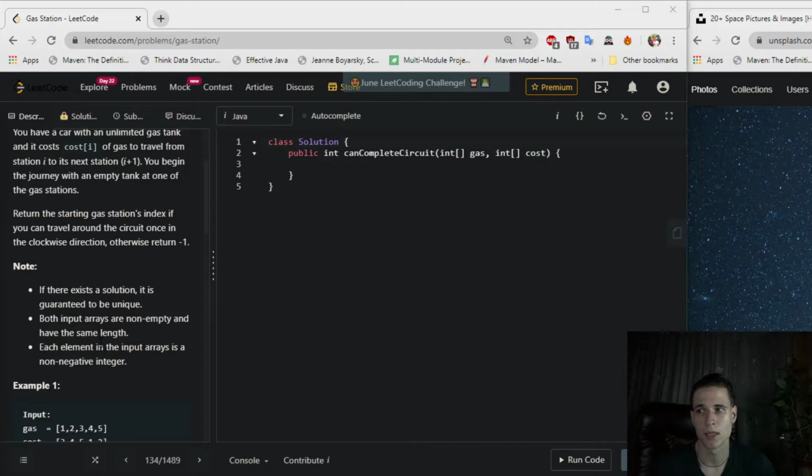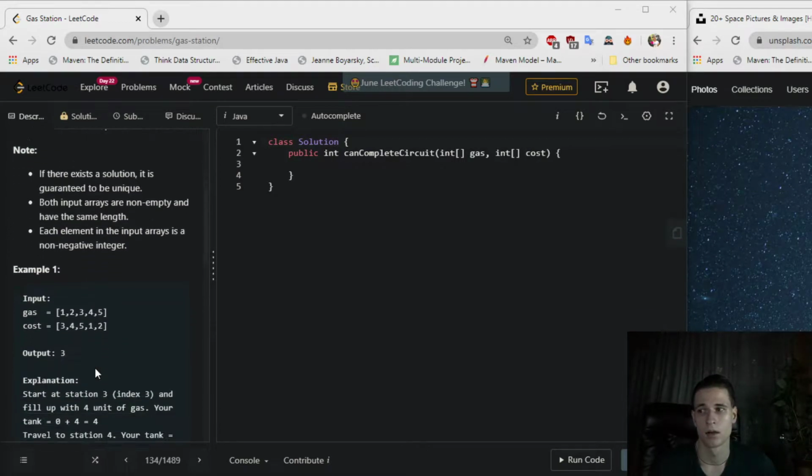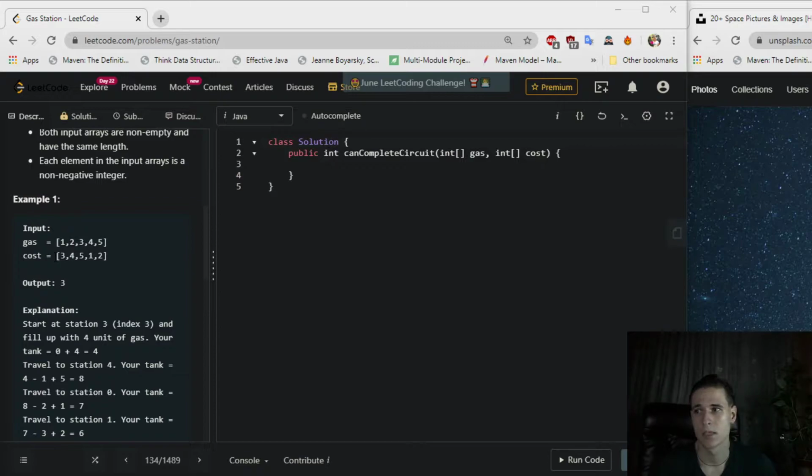Both input arrays are not empty, and have the same length. Each element in the input arrays is a non-negative integer. Let's look at this example. We got gas and we got cost. Explanation. Start at station 3. It's 0 based in Java, you know, we start from 0, indices start from 0.